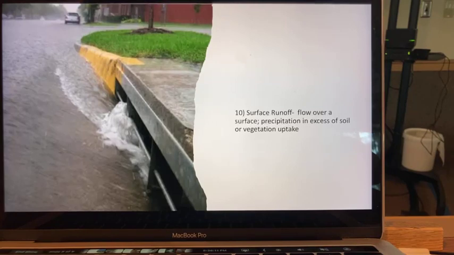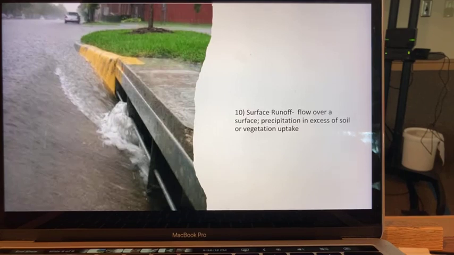10 is surface runoff, flow over a surface, precipitation in excess of soil or vegetation uptake. So I put a picture of a drainage system on a street, because the asphalt is not very good at soaking up the water, and so the rain will just flow downhill.